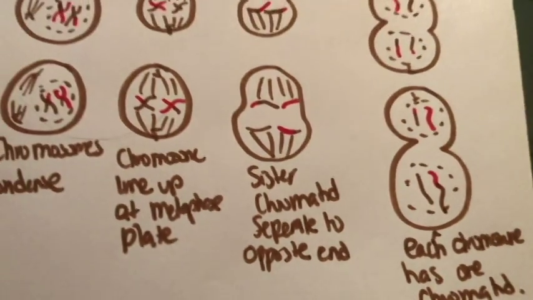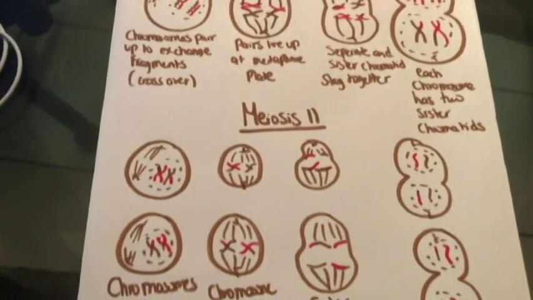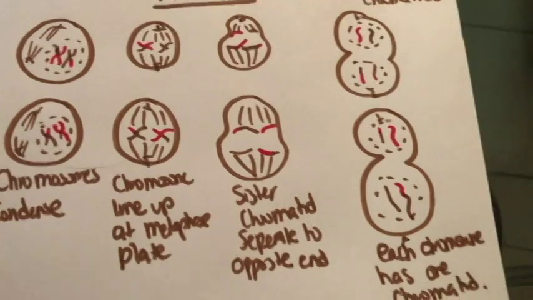So by the end of the whole entire process, you'll have 4 granddaughter cells instead of 2 daughter cells.